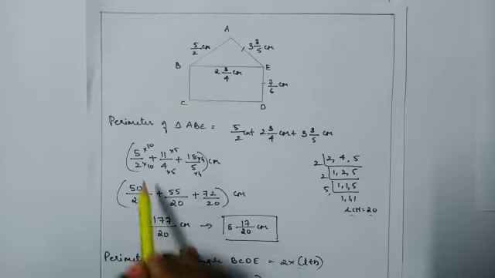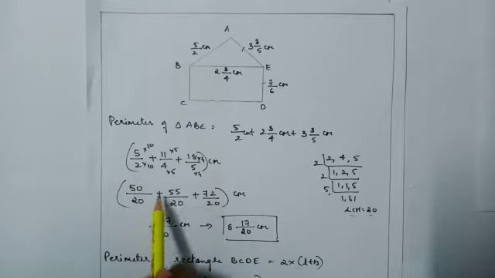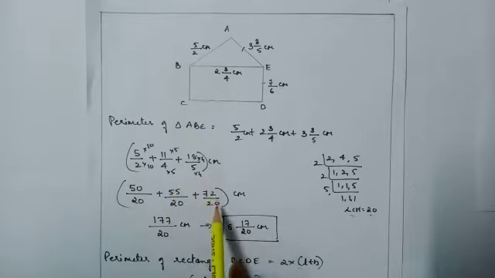So in the next step, 5 10s are 50 by 20, plus 11 5s are 55 by 20, plus 18 4s are 72 by 20. So in the next step, keep the common denominator, add the numerators, that is 50 plus 55 plus 72, that is 177. So it is in the improper fraction form. So convert that to the mixed fraction form. So 8 17 by 20 is the answer.